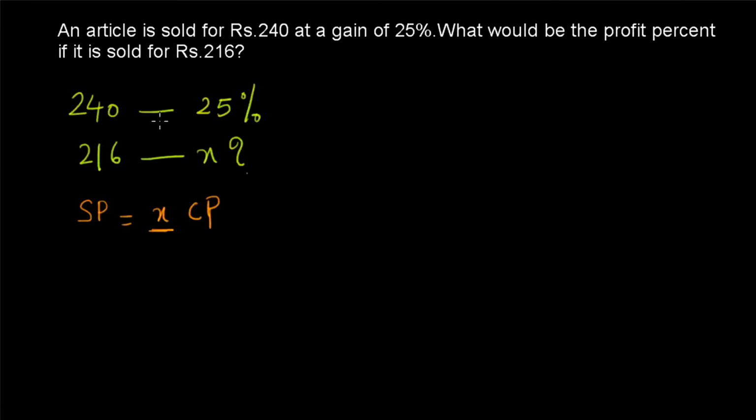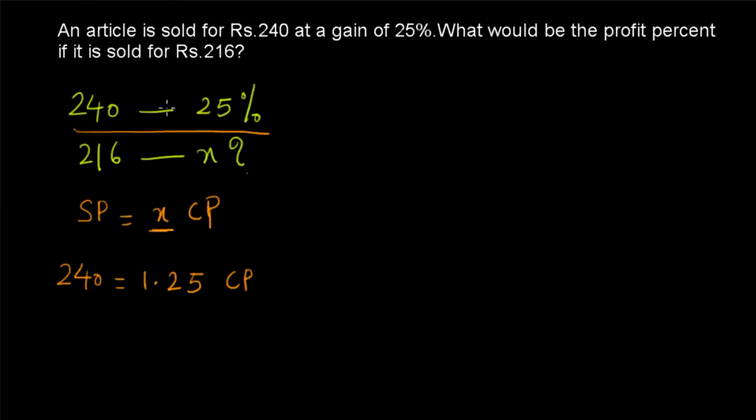Here we can represent our first case. 240 is the selling price and there is a 25% gain on the cost price. So we can represent it as 240 is equal to 1.25 into CP. Whatever the gain percentage, just write it after 1 point. So 240 is equal to 1.25 CP, because 25% is the profit gain.